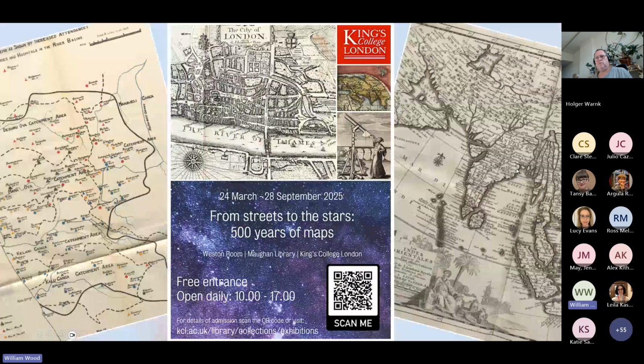Secondly, if you haven't already visited, I urge you to visit and explore what has been our most popular exhibition to date, From Streets to the Stars, 500 Years of Maps, which is ending on the 28th of September. This exhibition explores how the Earth, oceans, stars, cities and borders have been mapped since the advent of the printed book in the 15th century. A number of the regions that we've discussed today are featured in a few of the maps that we have on display here. This exhibition is free and open daily, 10 until 5.